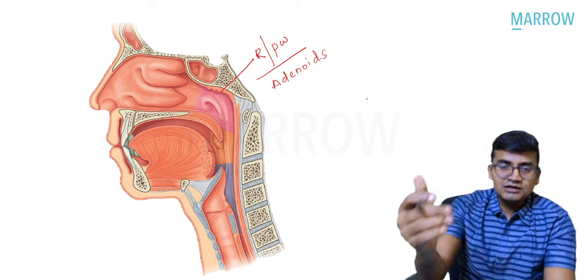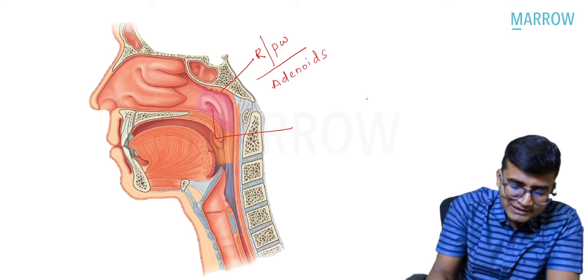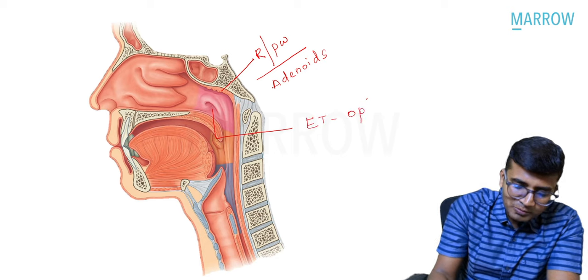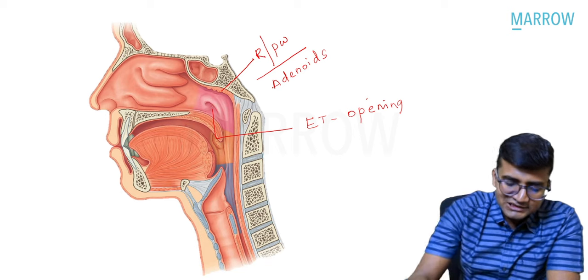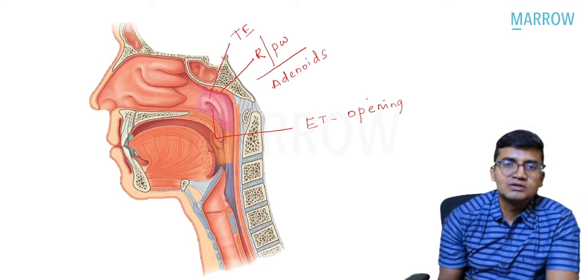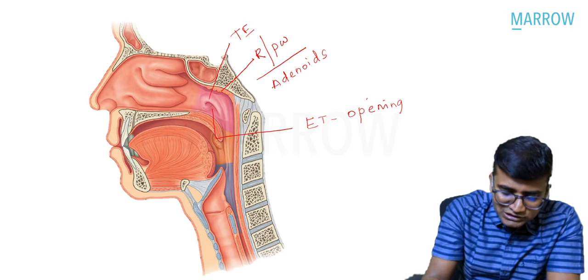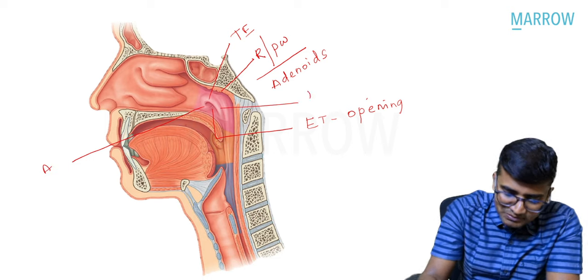Now in the lateral wall, we are seeing one tube opening there, that is our eustachian tube opening, the pharyngeal opening of the eustachian tube. Now above and behind, we see one small swelling, and that swelling is called tubal elevation. And from the tubal elevation, we are seeing one fold there. Now this fold is A and this fold is B.